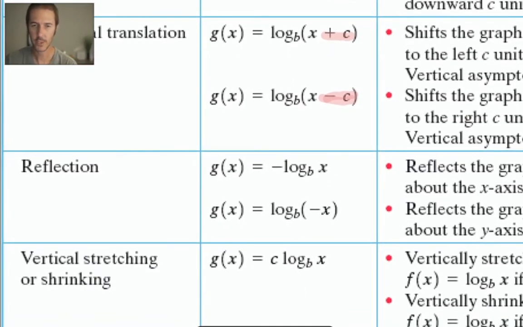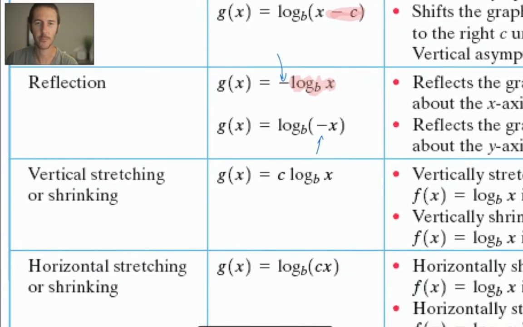Here are your reflections. This stuff used to generate my y values. This negative sign is negating those y values. So if it was above the y-axis, then it becomes below. If it was below, it becomes above the y-axis. So that would be a reflection over the x-axis. If your modification happens inside, it's a reflection over the y-axis because you're negating or changing the sign on all of your x values.